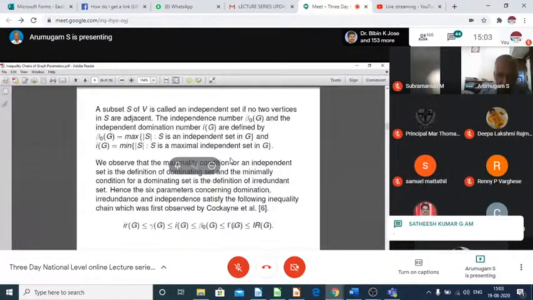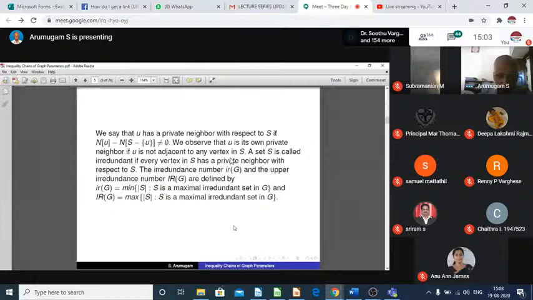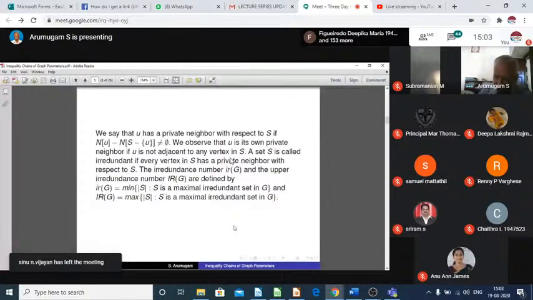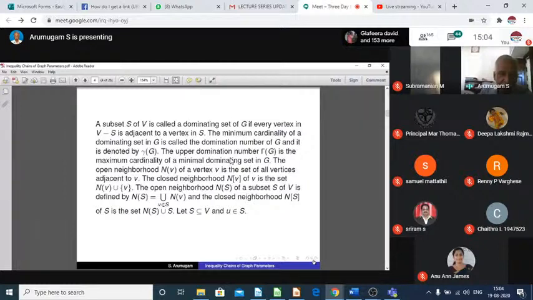So this property I take and coin a new term. What's the new term? The new term is the irredundant property. Irredundance. Like domination, I talk of irredundance. So what is an irredundant set? A set is called irredundant if every vertex in that set has a private neighbor. That's all. I forget domination.